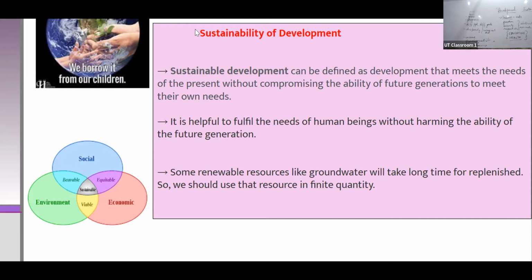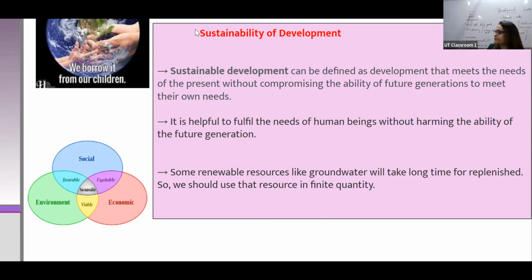Correct? If I use it in such a way that he gets only this black part, would that be fair? I would have exploited and overutilized the resource. That wouldn't have been fair, correct? So that's what we have to do even with our environment. We have borrowed it from them. We cannot exploit it. We cannot deplete it. We cannot overutilize it. Okay. So that's sustainability of development.